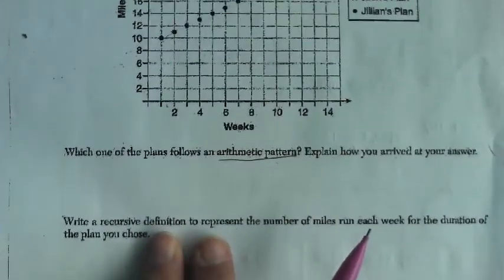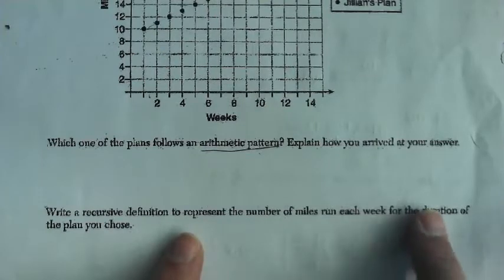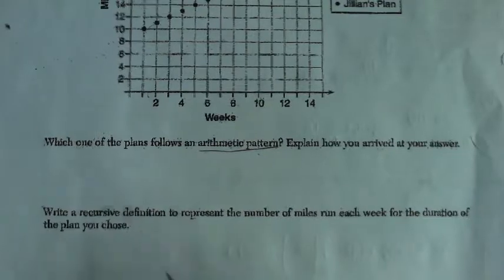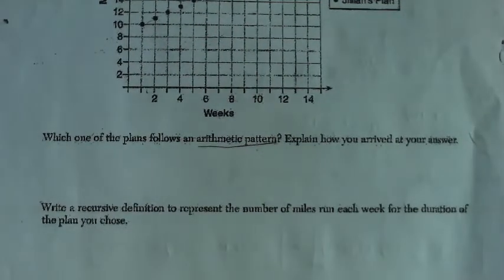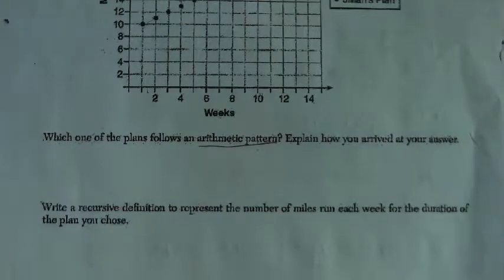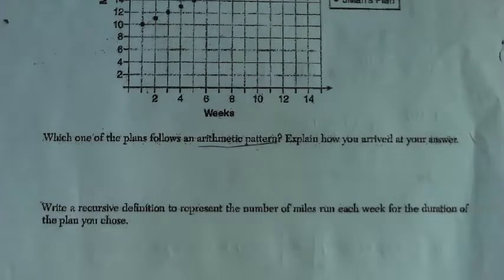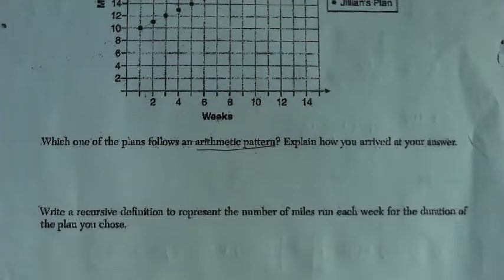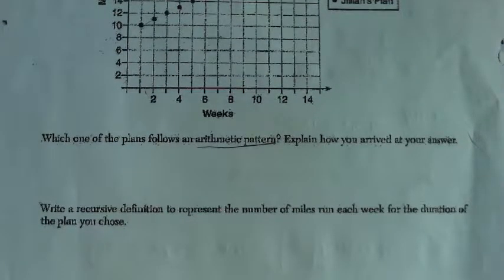Write a recursive definition to represent the number of miles run each week for the duration of the plan you chose. Well, we chose Jillian's. So Jillian's recursive definition. Go ahead and take a stab at that for me, Kaylee McAdam, sorry. What would the arithmetic formula look like? Okay, I'm glad you said that. So there's some confusion, at least for one person, probably more. You're probably not the only one.